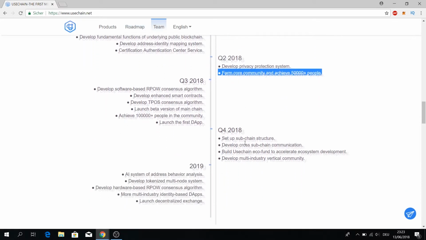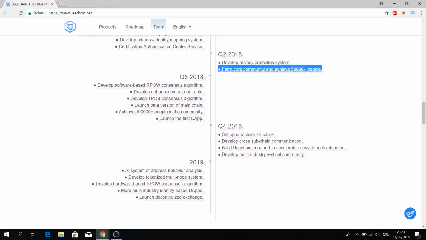And already half a year later, around the middle of 2019, they're saying this system should be launched and up and running. It will also be listed on decentralized exchanges, and a lot of dApps, decentralized apps, will be available. So now let's look at the team.